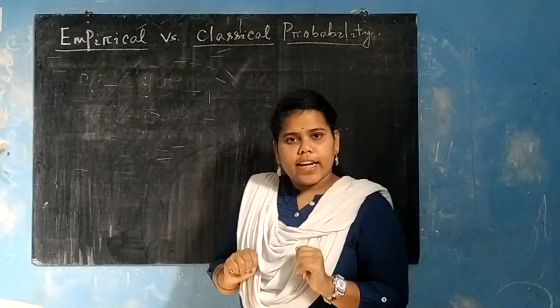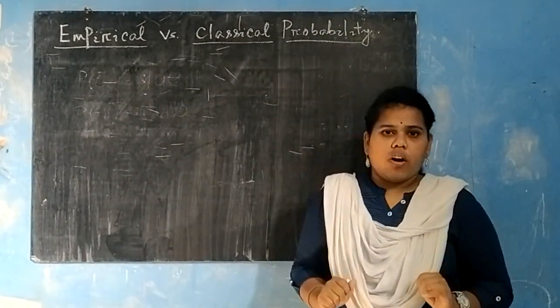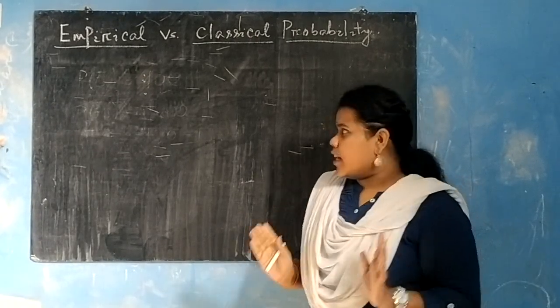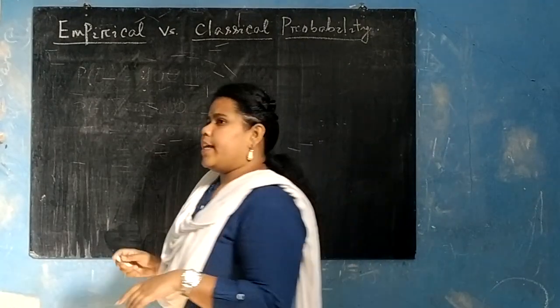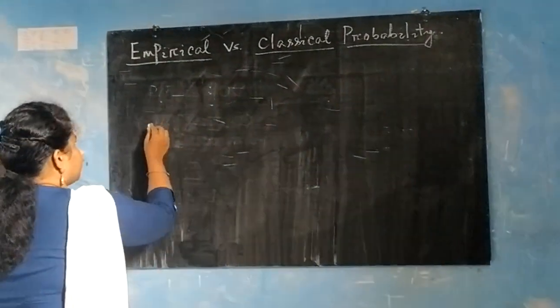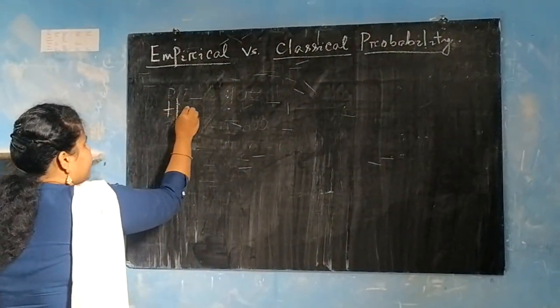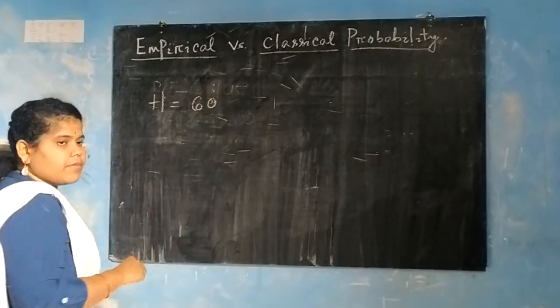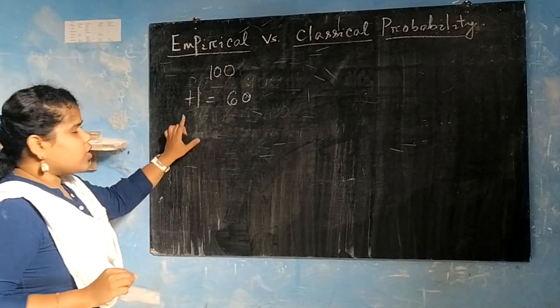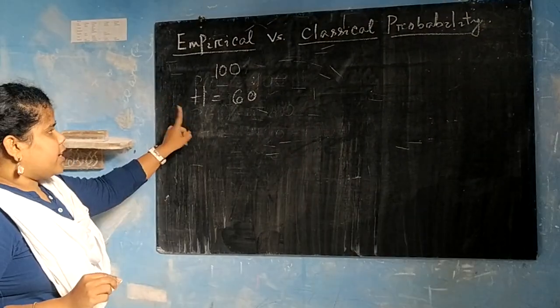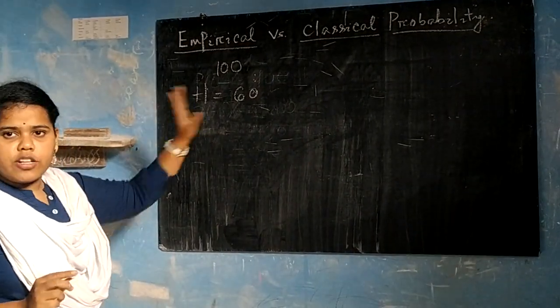Okay, so let's take an example. If I toss a coin 100 times, that means here the number of experiments is 100. And I noted the result: the total number of experiments is 100 and I note the result, that is the getting of head, is equal to 60.